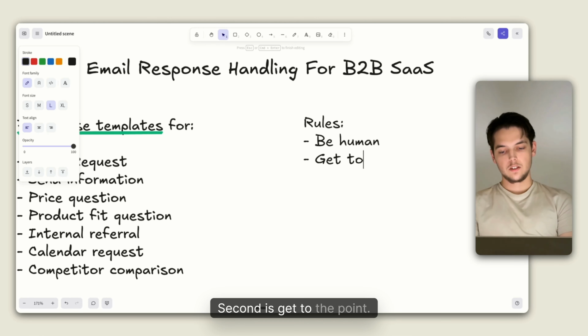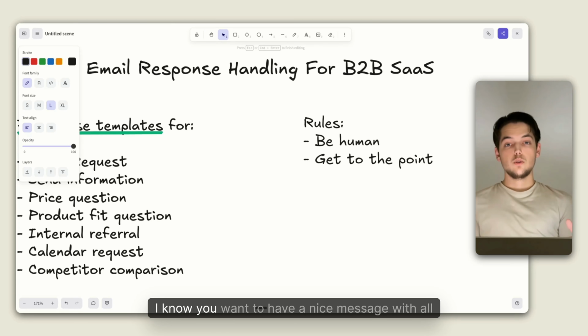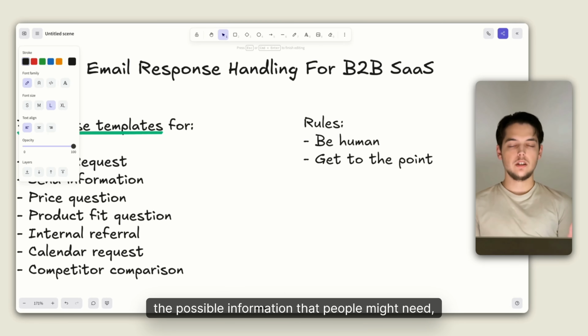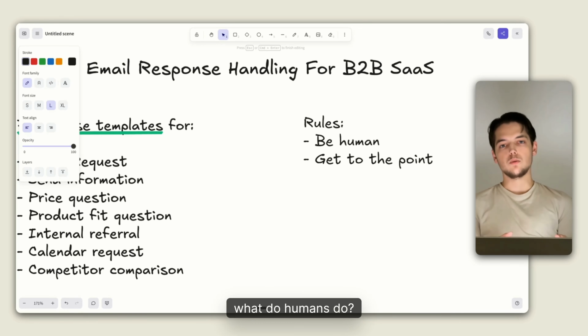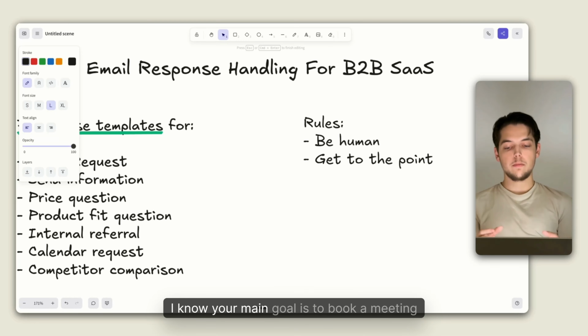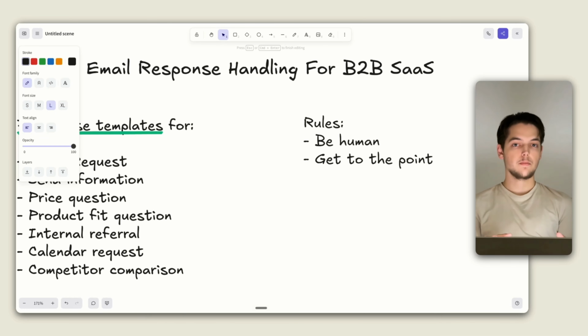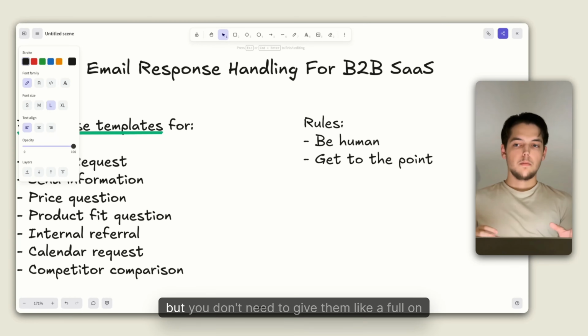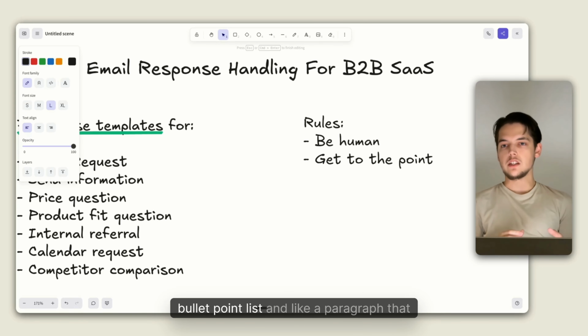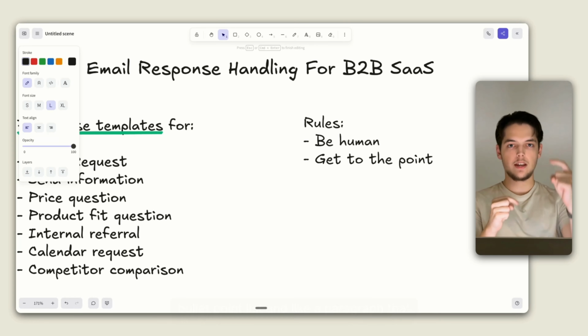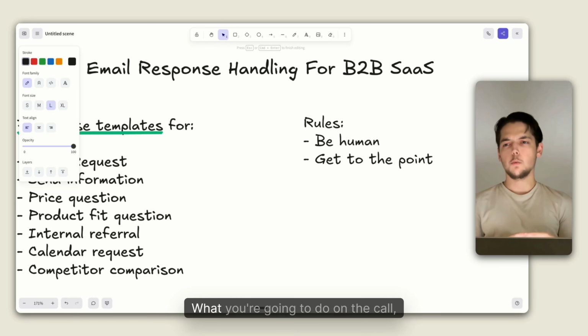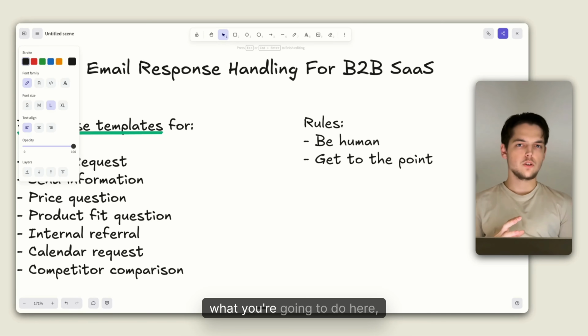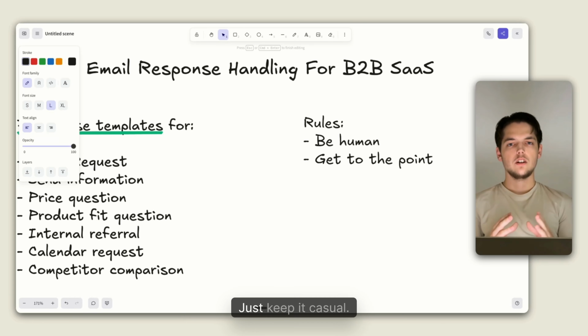Second is get to the point. I know you want to have a nice message with all the possible information that people might need, but what do humans do? Well, I know your main goal is to book a meeting, and that's fine, and you can go towards that goal. But you don't need to give them a full-on bullet point list and a paragraph that explains your entire offer, what you're going to do on the call, what you're going to do here, what you're going to do there. Just keep it casual.